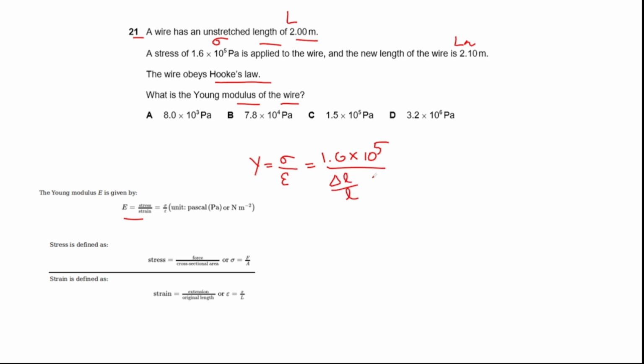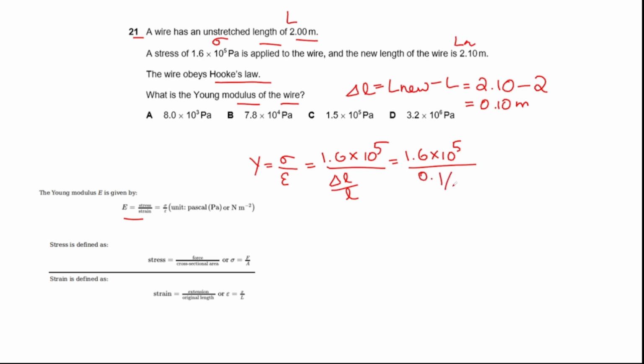by the original length. So here the elongation you can find out by subtracting the new length minus the original one. So this is going to give you the elongation. So here it is 2.10 minus 2. So it means that 0.10 meters is the elongation. So here you need to substitute the 0.1 and the original length, which is 2. So upon calculation, you will be getting 3.2 times 10 to the power of 6 pascals. So the option D is the correct one.